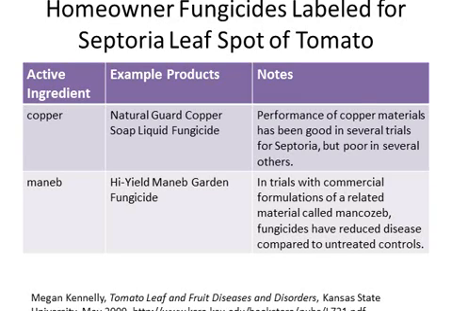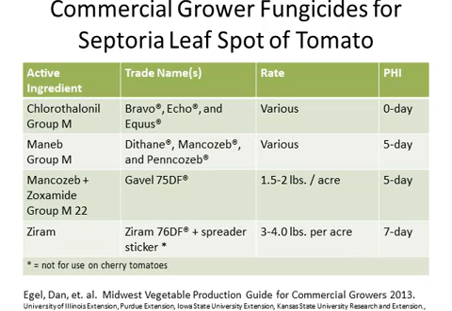The 4 active ingredients available to homeowners for Septoria control are Bacillus subtilis, chlorothalonil, copper, and mancozeb. Chlorothalonil and mancozeb have formulations available to commercial growers and therefore have a greater number of efficacy trials. Fungicides labeled for control of Septoria leaf spot by commercial growers are taken from the publication Midwest Vegetable Production Guide for Commercial Growers 2013. I have included the fungicide group number for those listed on the product label using the CDMS agrochemical database in the table.